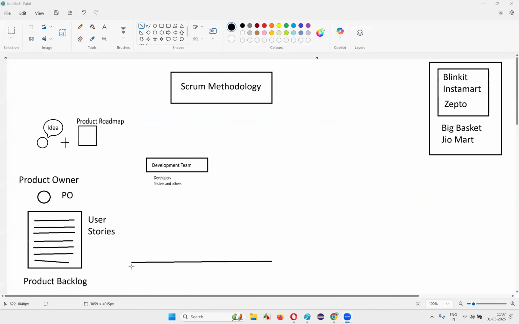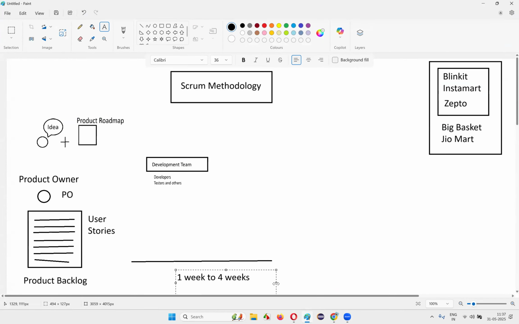Instead of running the entire race together at a time, working on all the requirements at a go, what we'll do is create a short path. A small distance we'll create. The duration is generally 1 week to 4 weeks. Here in the Agile Scrum methodology, a sprint will have a duration. This is a sprint where the work will start here. The development team has to start the work here, and the development team needs to complete the work by this time. The duration will generally be 1 week to 4 weeks depending on the projects.